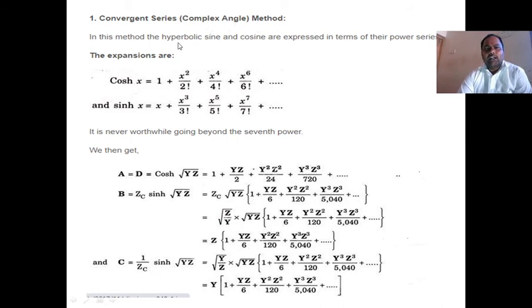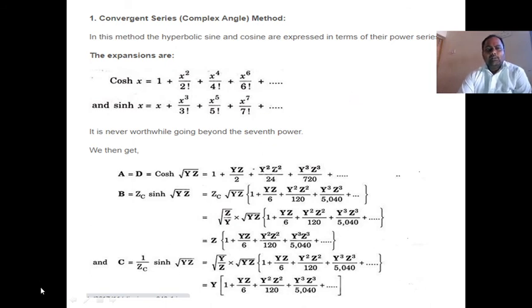In this method, the hyperbolic sine and cosine are expressed in terms of their power series. Normally we know cosh x is equal to 1 plus x squared by 2 factorial plus x power 4 by 4 factorial plus x power 6 by 6 factorial and so on. In a similar manner, sinh x is equal to x plus x cubed by 3 factorial plus x power 5 by 5 factorial plus x power 7 by 7 factorial and so on.